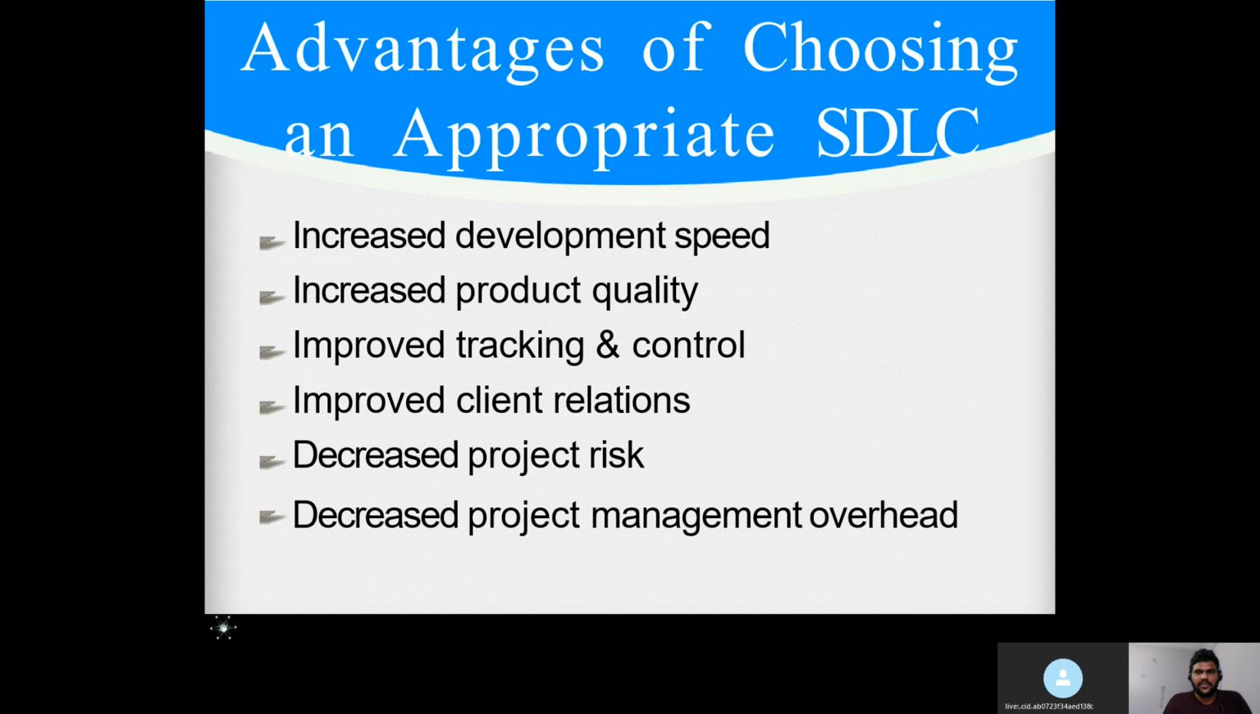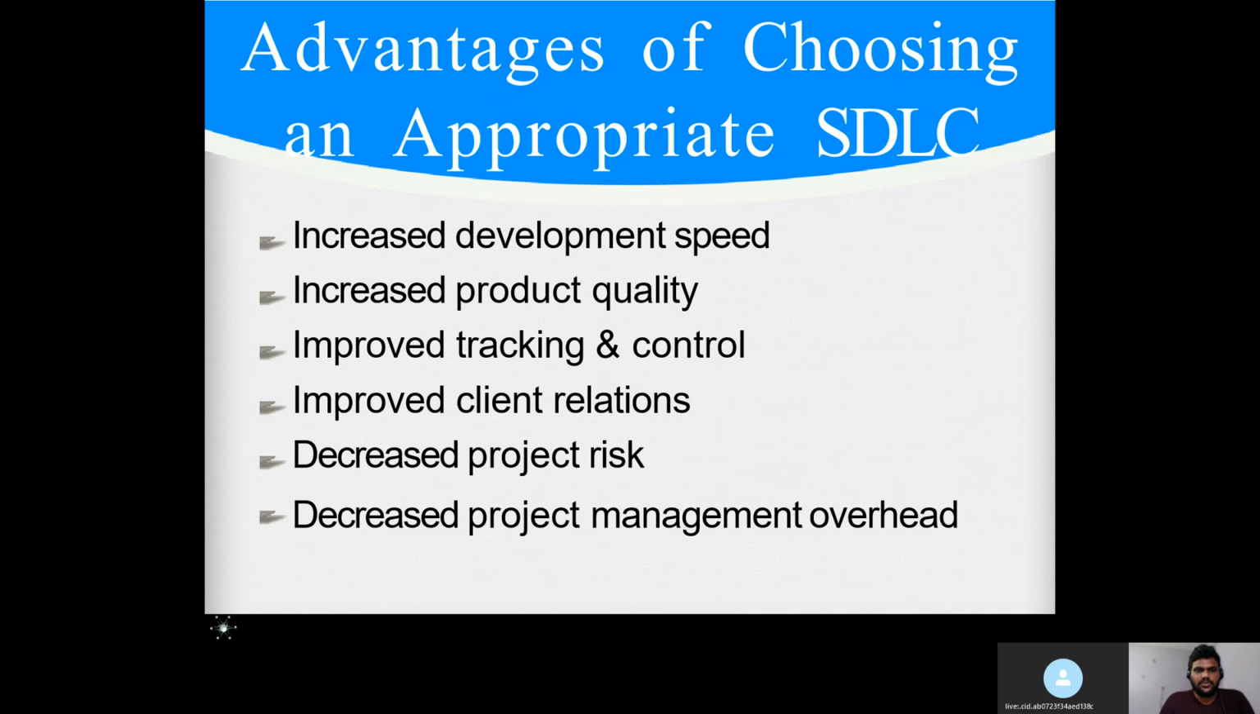Next, the advantages of choosing an appropriate SDLC. As I said, there are different SDLC models: agile, waterfall, and spiral. Based on the client requirement and the project requirement, we need to choose one. The appropriate selection depends on the project development team and the testing team. The organization that does the software development needs to choose its model.